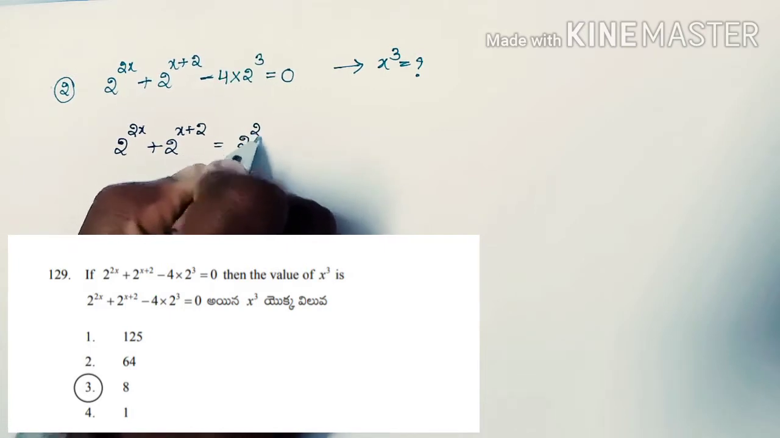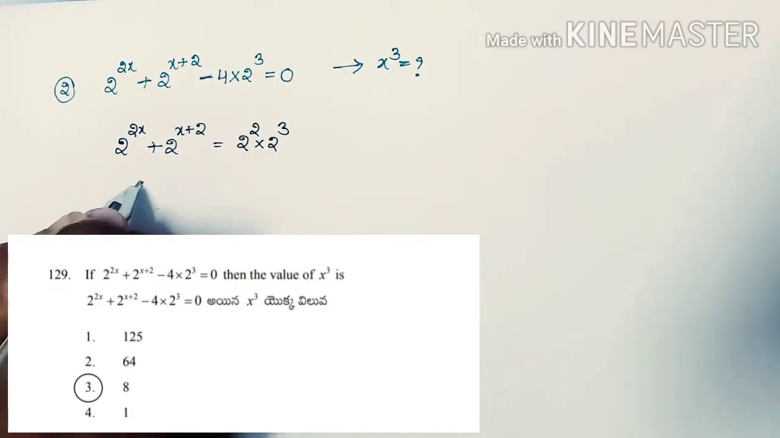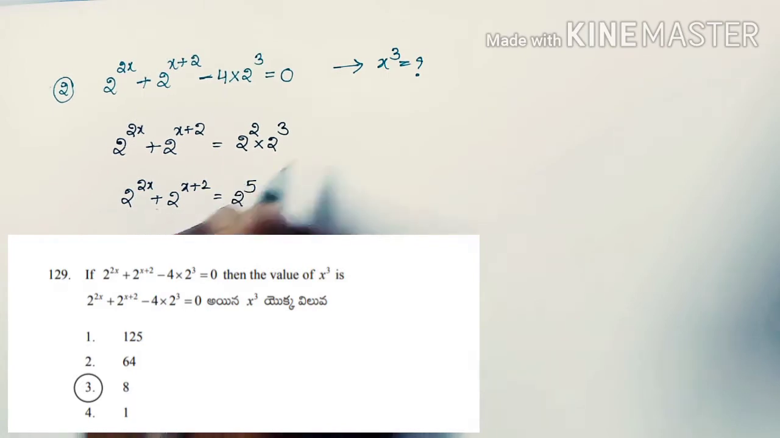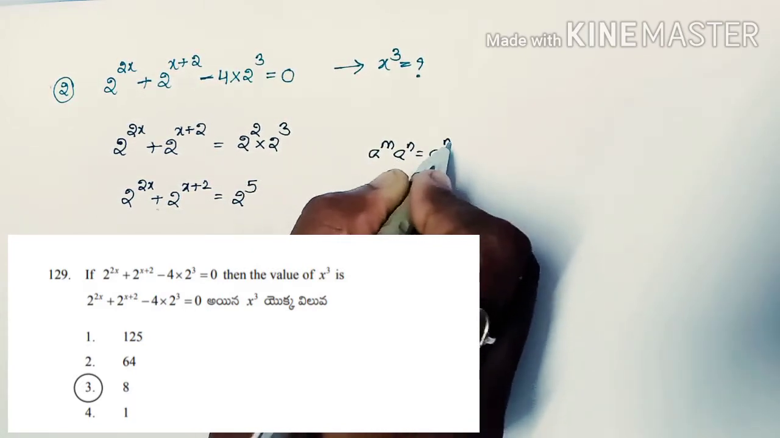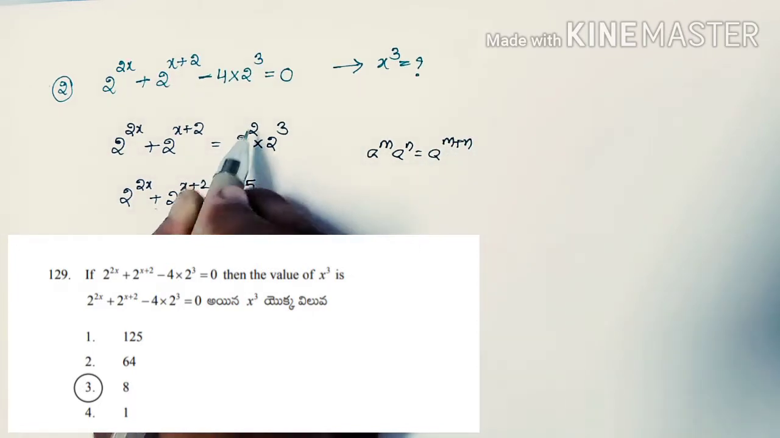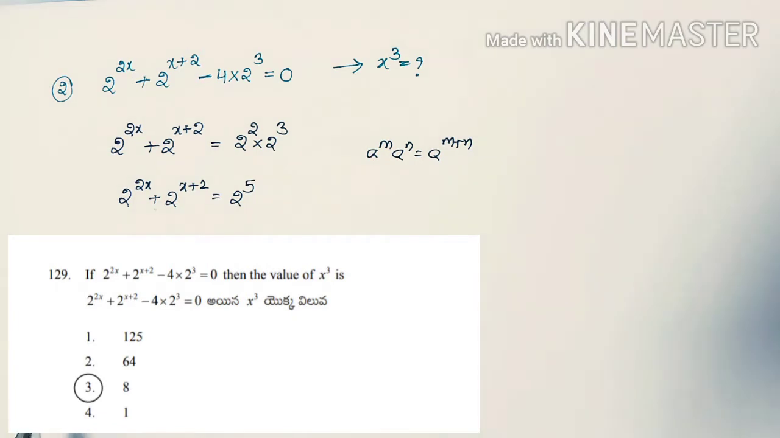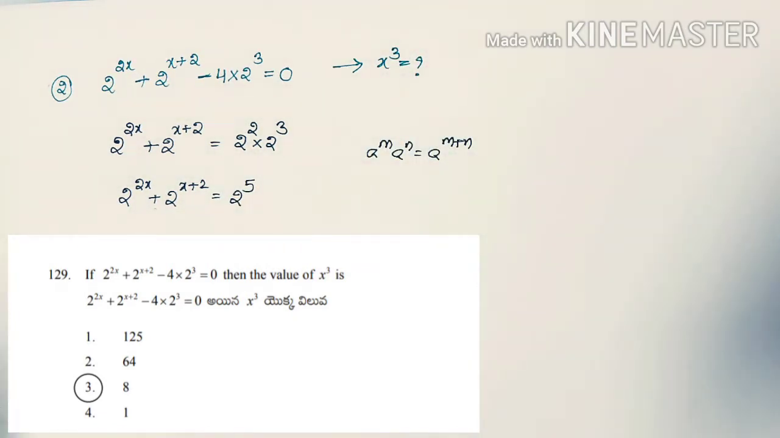4 means 2 square. 2 square into 2 cube, that is 2 power 2x plus 2 power x plus 2 is equal to 2 power 5. We know that a power m into a power n is equal to a power m plus n. So this is 2 power 2 into 2 power 3 is equal to 2 power 2 plus 3, that is 2 power 5. Now to get the answer, we simply take the verification.